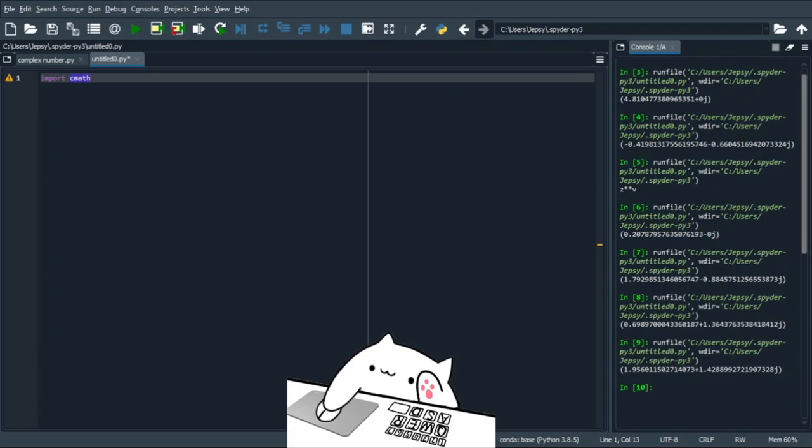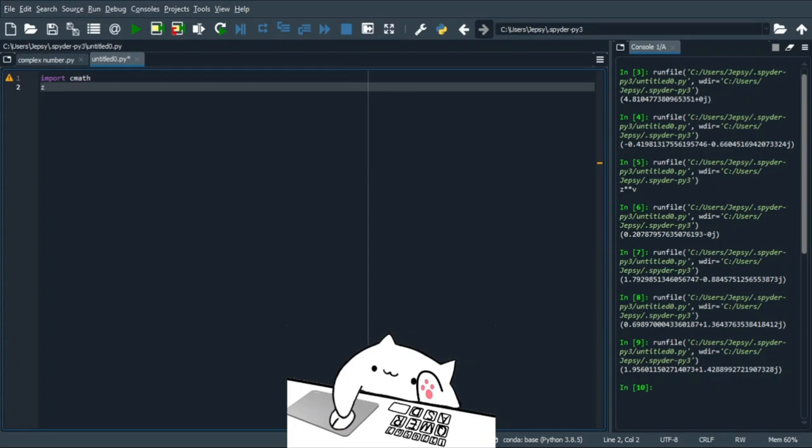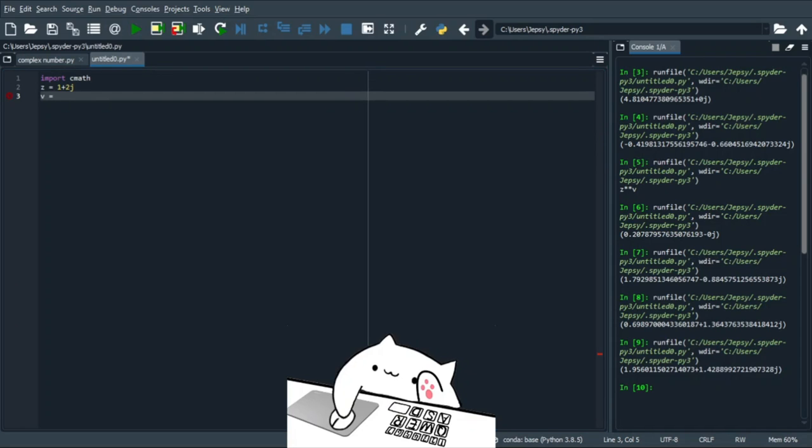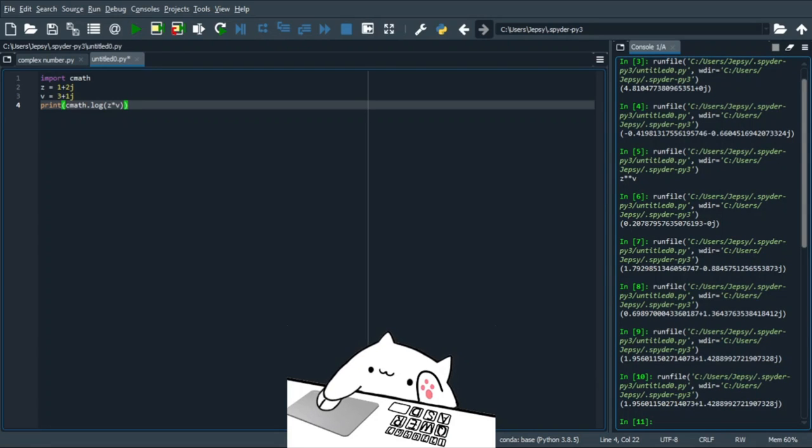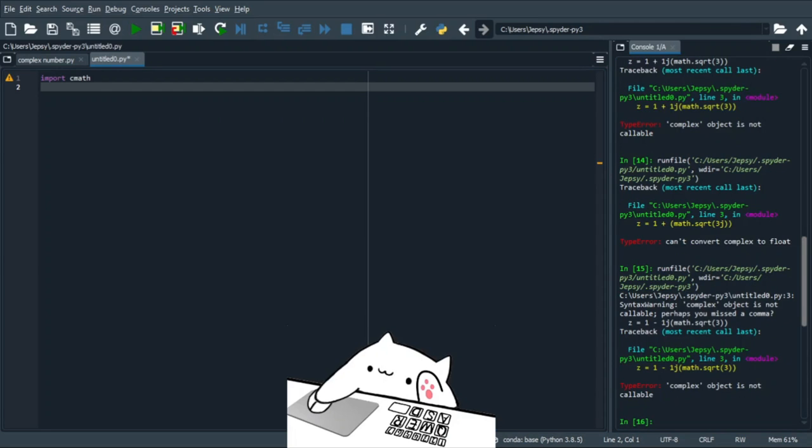Okay, next we are dealing with ln. So from the previous one, we just remove the 10 from the log. Let's put here our z equal to 1 plus 2j, then our v equal to 3 plus 1j. Then we just print cmath.log of my z times your v, and we just print F5, and the answer here is 1.95 plus 1.43j.